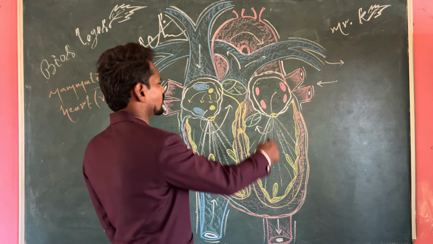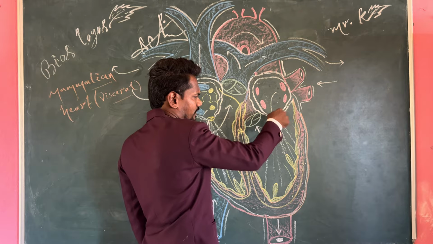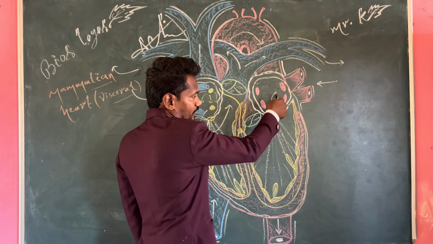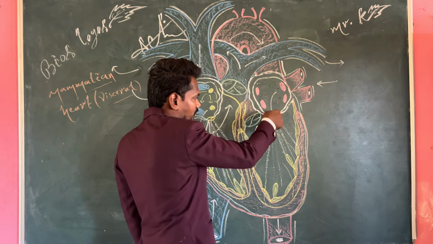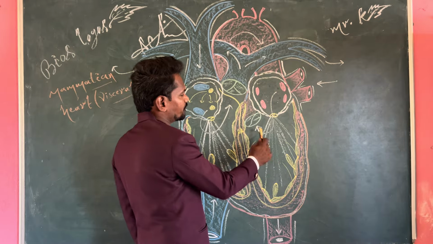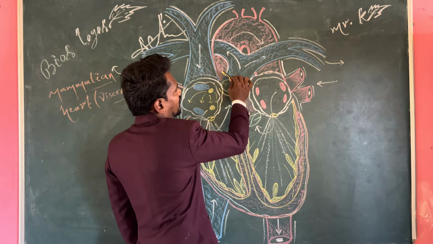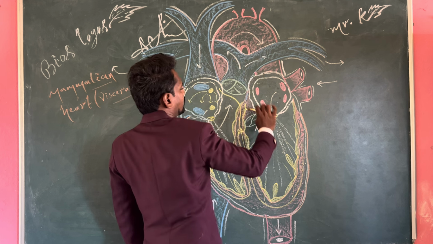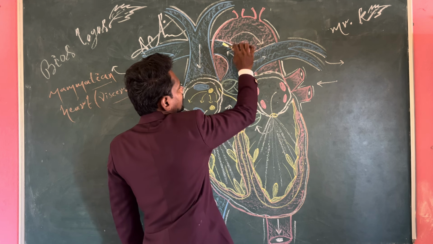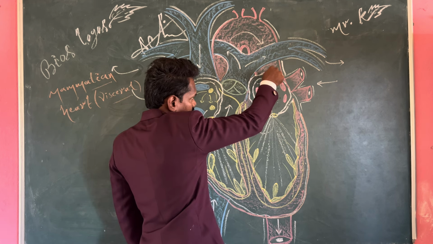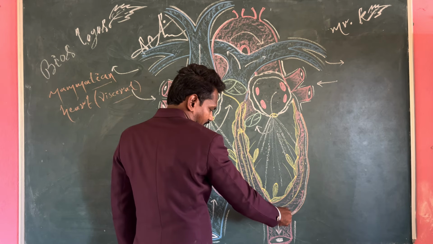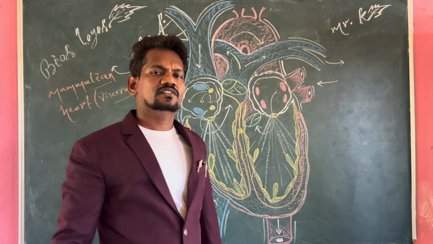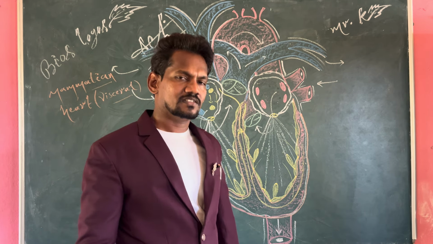Remember. Then from here, the oxygen rich blood enters into the left ventricle. From there, the main aorta, the largest artery in the human body, receives that oxygenated blood, and with the help of systemic arteries, the oxygen rich blood is passed to all organs, tissues, cells, etc.